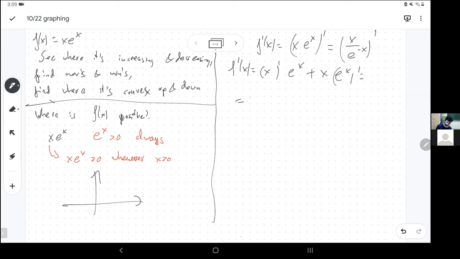The derivative of x is 1 because of the power rule. The derivative of e to the x, I don't even think of using the power rule here. That is not x to a number. So what I get is e to the x plus x e to the x. And it seems to me like I should write it as 1 plus x times e to the x. Where is this positive?